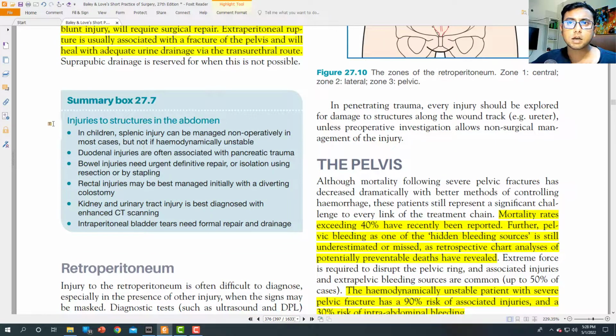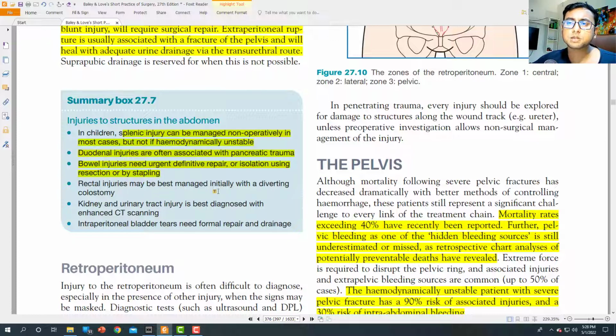So here is the whole summary of abdominal injury. In children, splenic injury may be managed non-operatively, okay, but not if hemodynamically unstable. If unstable hemodynamically, then splenectomy is done. Duodenal injuries are often associated with penetrating trauma. Bowel injury may need urgent definitive repair, isolated using resection by stapling devices, and stapling devices are used for resection and anastomosis, side to side or end to end.